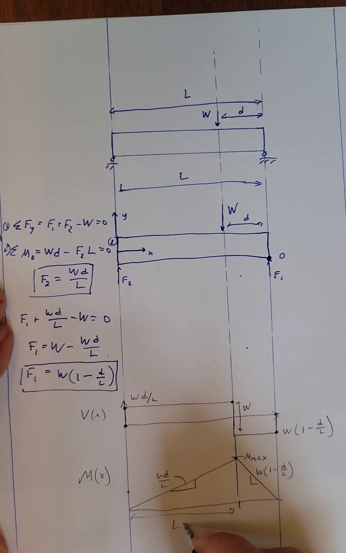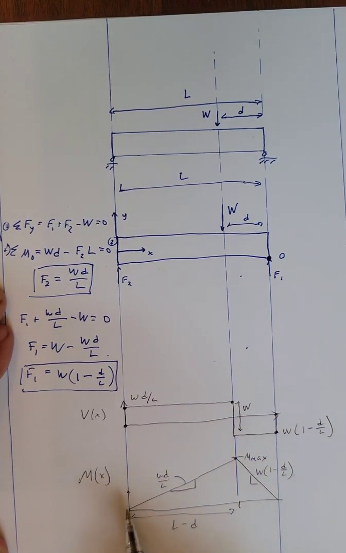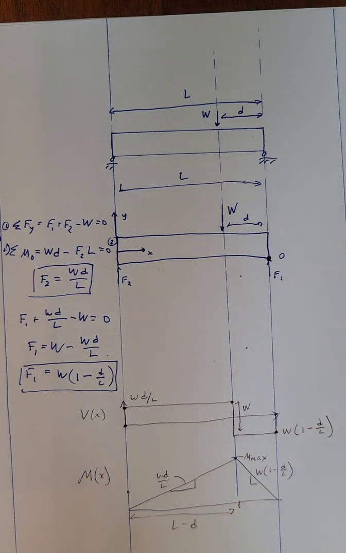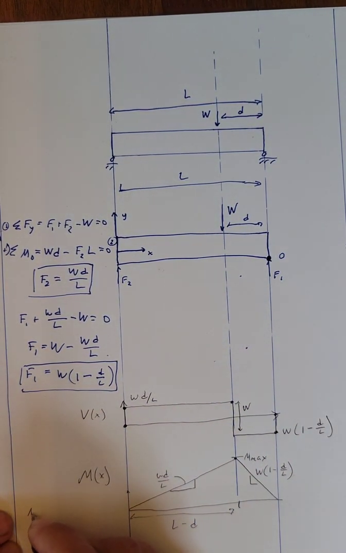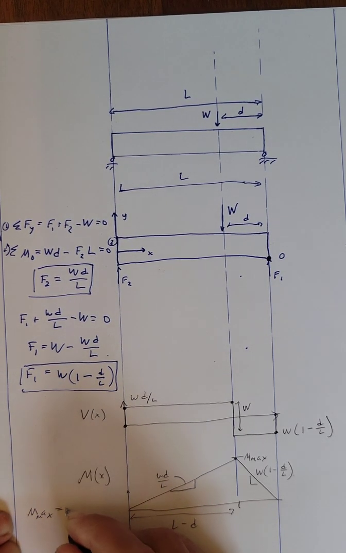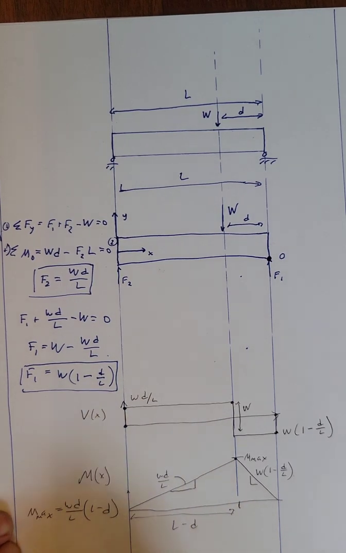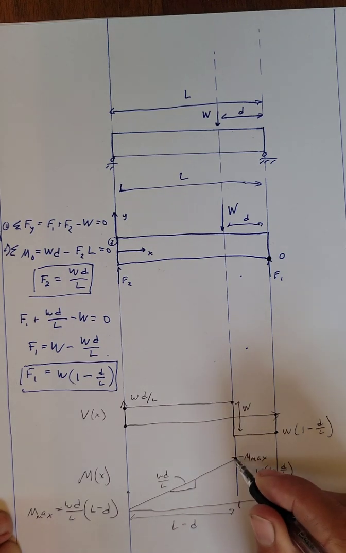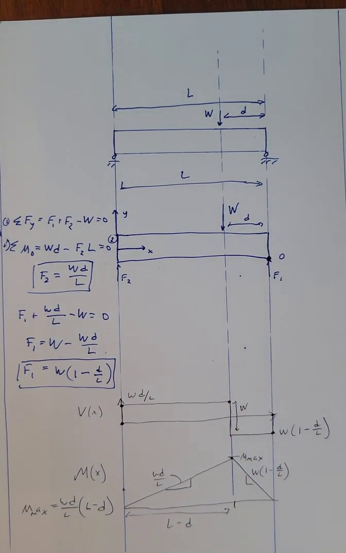is L minus D, and we could now use the shear force and calculate what the maximum magnitude of moment is. So the maximum moment is equal to WD over L times L minus D. This is the maximum magnitude of moment, which occurs at the point of application of load.